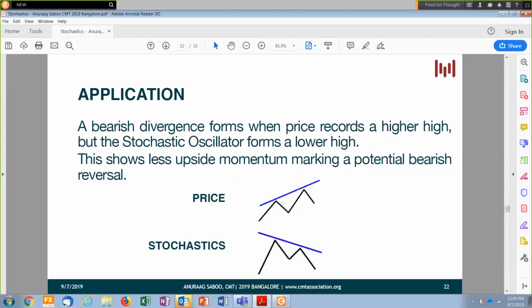Similarly, take a bearish example. Price is making a higher high, but stochastic is making a lower high. When price makes the next new high, stochastic is not making a new high; it's showing less upside momentum, marking a potential bearish reversal. In either case, if you look at the price, the trend is still intact. Price is still making a higher high, or a lower low, so the trend is intact. This is an earlier, leading signal of a change in momentum, pointing to a potential reversal. Now if I apply this on the chart, you can see this.